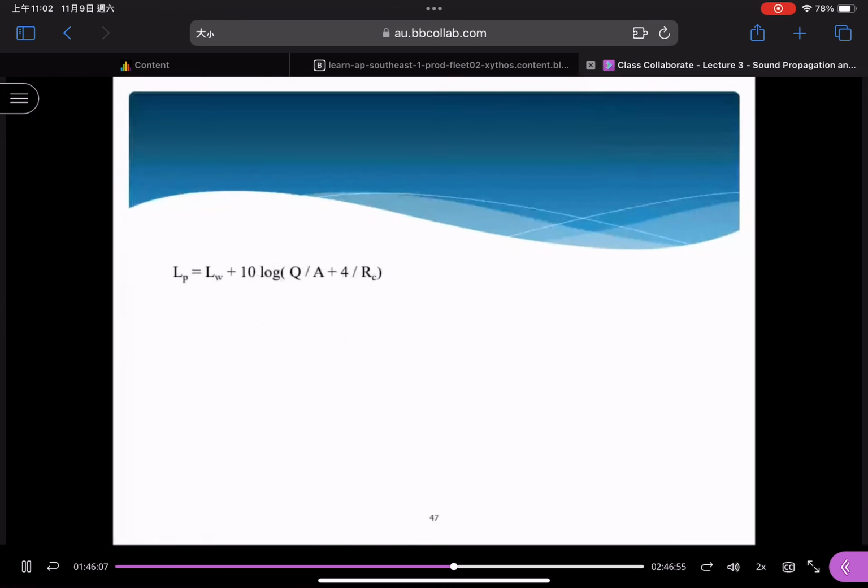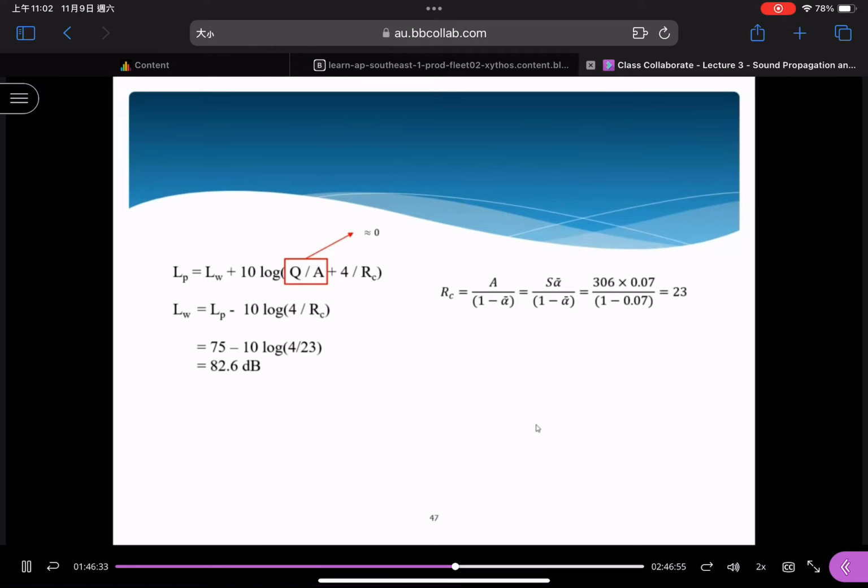Okay, we recall this equation. For the first one, the direct field, because we don't need to consider it, we set it equal to 0. We just consider the second term. For the second term, this is the room constant. We can recall this equation to find out that RC is equal to 23. When RC is equal to 23, please pay attention.